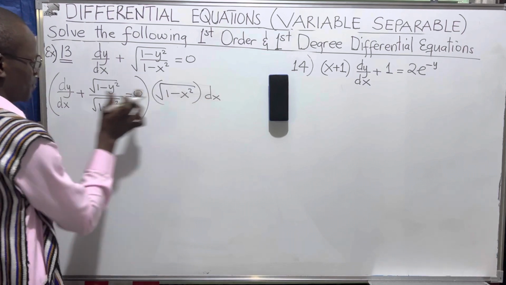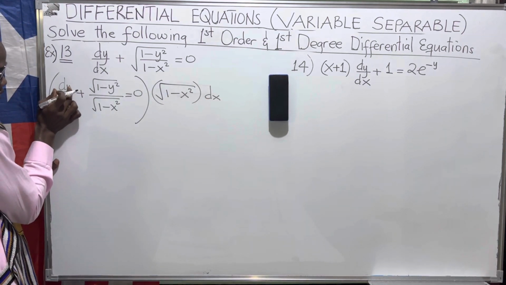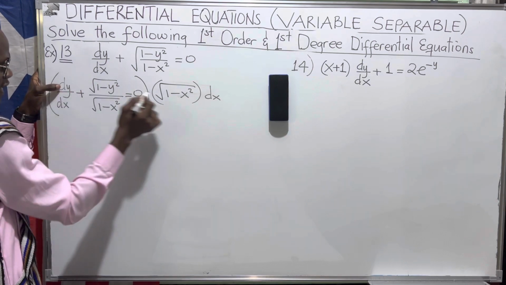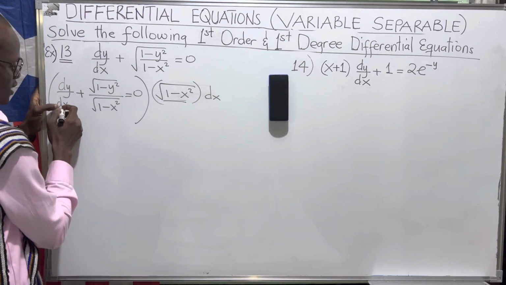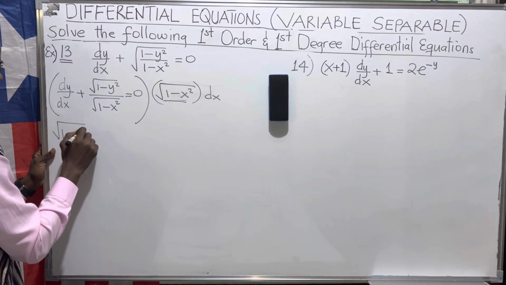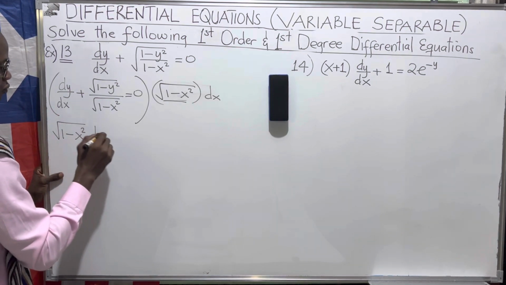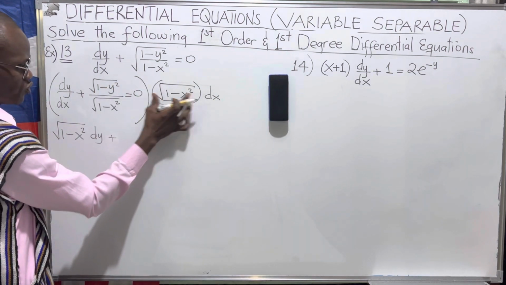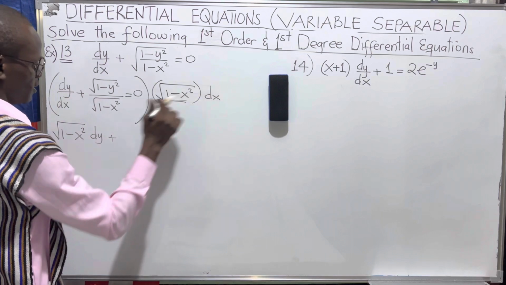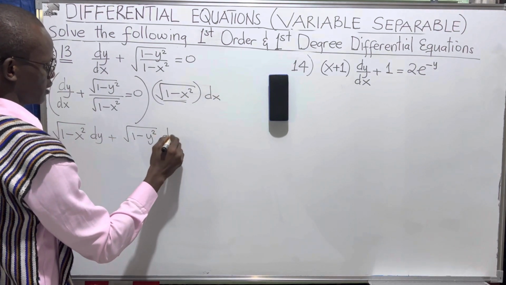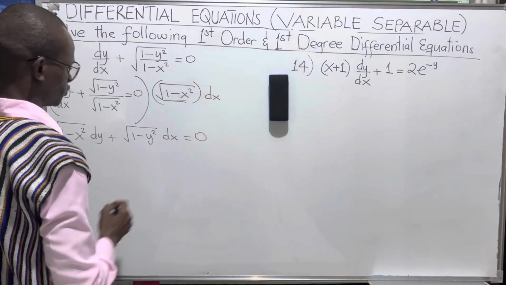So this times the first term, the numerator, dy. You'll be left with dy and this expression because dx and dx will cancel. So we have the root of 1 minus x squared dy plus, if you multiply this and this, this root will cancel this root. So you'll just be left with the root of 1 minus y squared times dx equals 0.